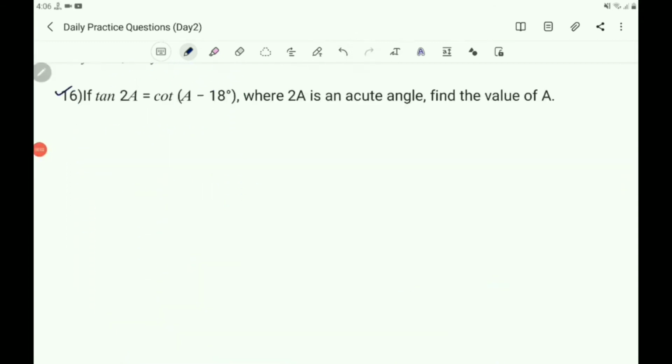Now the 16th question: if tan 2a equals cot (a minus 18 degrees), where 2a is an acute angle, find the value of a. What you have to find out is the value of a. To find the value of a, both LHS and RHS must be in the same ratio. Here tan is there, and here cot is there. Try to have the same ratio on both sides, either tan on both sides or cot on both sides.